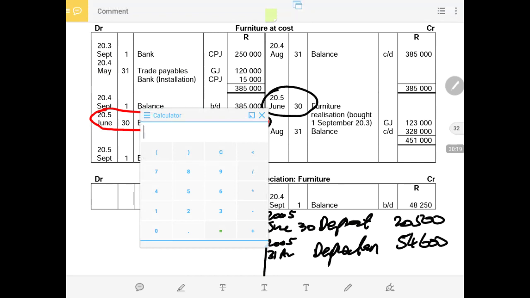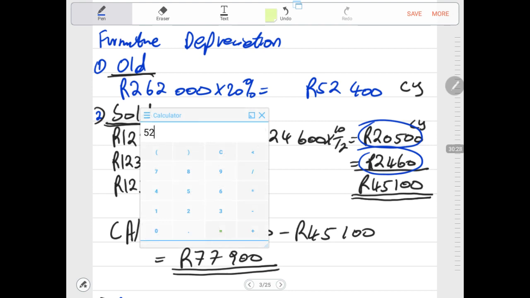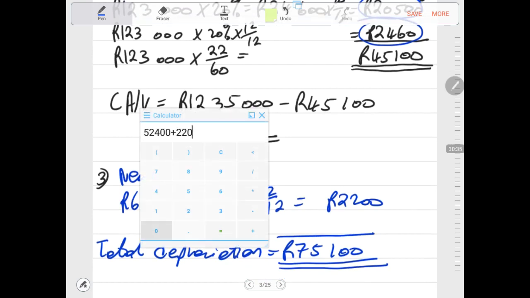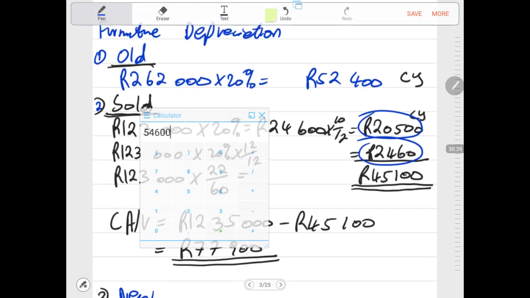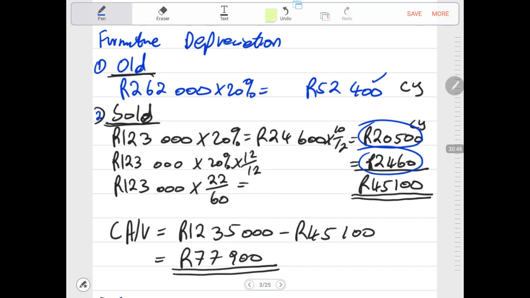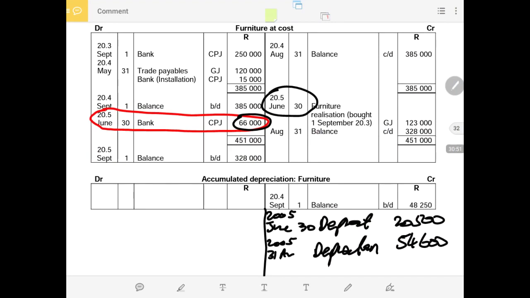And I want to highlight this again because I might have left you behind. The depreciation we have added is 52,400 plus 2,200. I added these two, meaning the new furniture and the old furniture, the one that will remain in the business up until the end of the year. So their depreciation will be accounted for at the end of the year. So that is where that amount comes from.